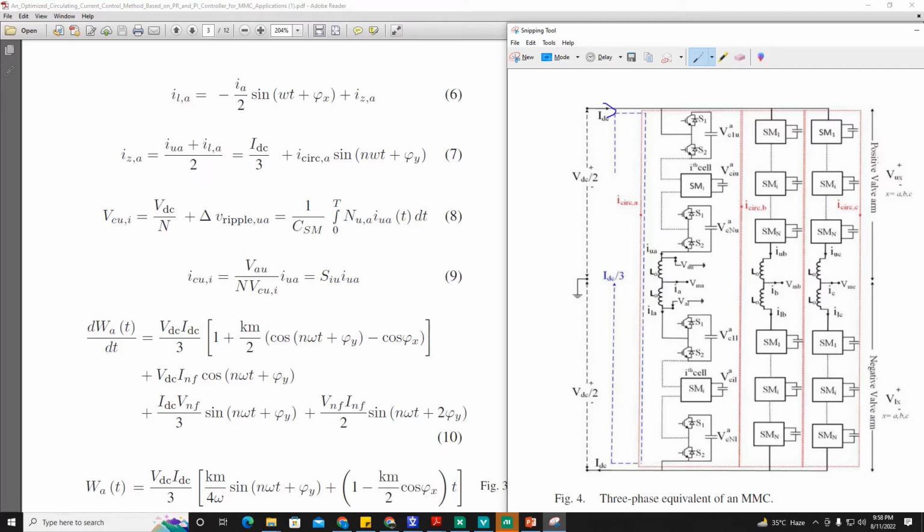So here comes the DC current from this battery. Now this DC current, there are 3 legs. It will be divided in 3 parts. One third here, one third here, one third here. So IDC by 3 here, IDC by 3 here, IDC by 3 here.